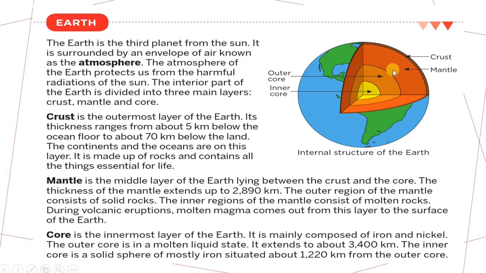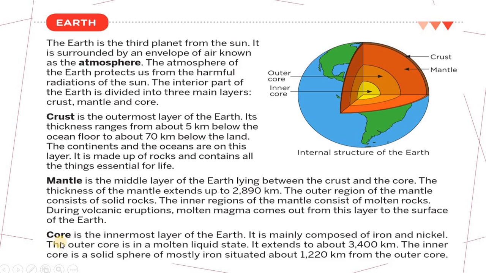So the molten rock, if you remember, we did in the previous chapters, is called the magma, and the magma comes out through volcanic eruptions and forms rocks outside, right? So that magma or the molten rock is slightly on the lower side. On this side you will have more harder solidified rocks. So the inner regions of the mantle consist of molten rocks. During volcanic eruptions, the molten magma comes out from this layer to the surface of the earth.